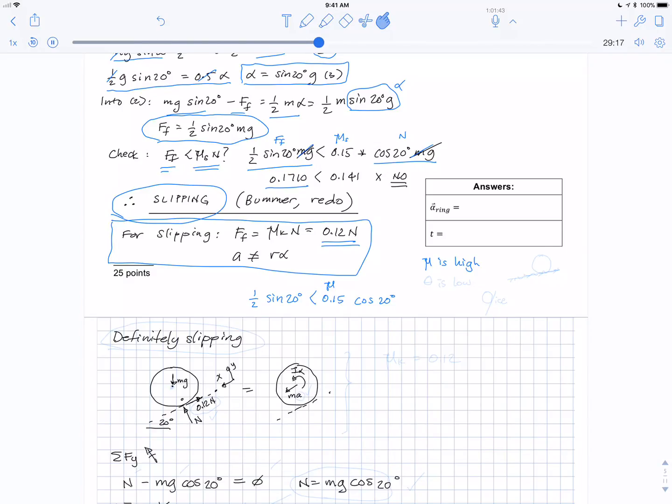Cosine of 0 is 1, sine of 0 is 0. If it's flat, it's not going to slip. So theta is low. Now, we didn't have to do math to figure this out. Basically, what this says is, if it's not very steep and you have a really high coefficient of friction and it's real grippy, that's not going to slide. It'll roll. That makes sense.